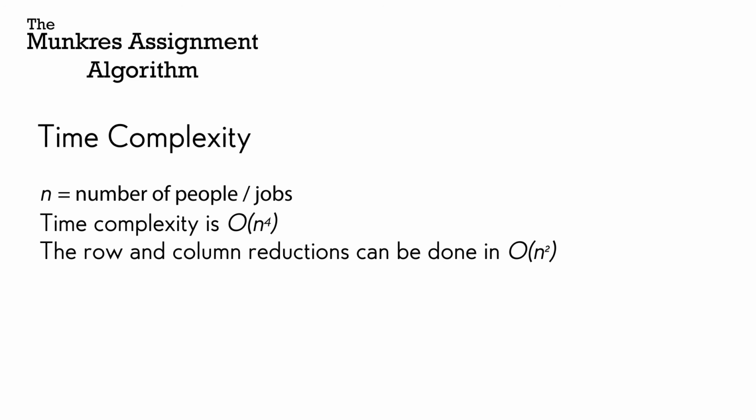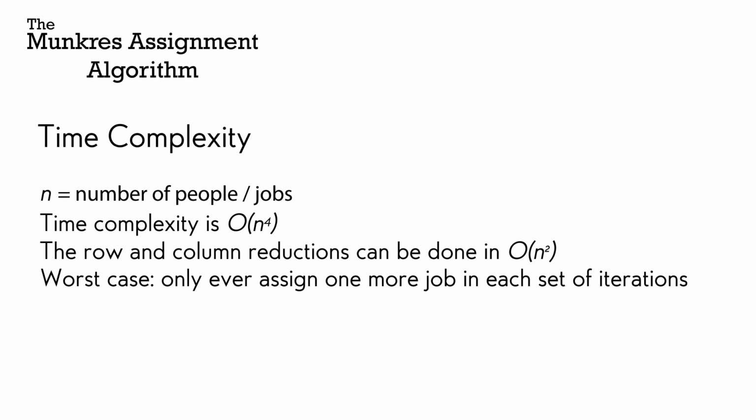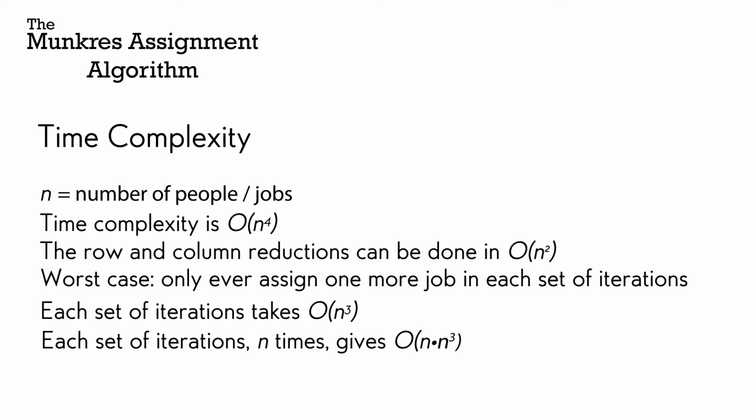So let's talk about time complexity. If we let n be the number of people, which is the same as the number of jobs, the time complexity is big O of n to the 4. The row and column reductions can both be done in big O of n squared, and in the worst case scenario, we start by assigning only one job to one person and only ever increase the number of jobs assigned by one at a time. The maximum number of iterations and the cost of assignment depend on each other, and in the worst case, they take big O of n cubed time each. Hence the total time complexity is big O of n times n cubed, which is big O of n to the 4.